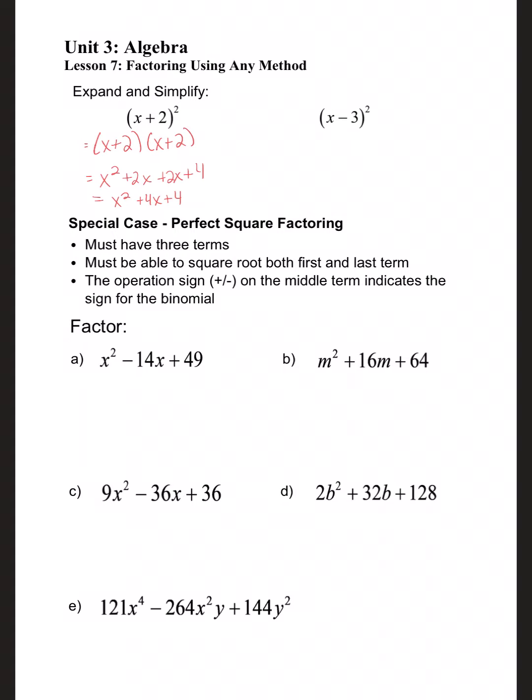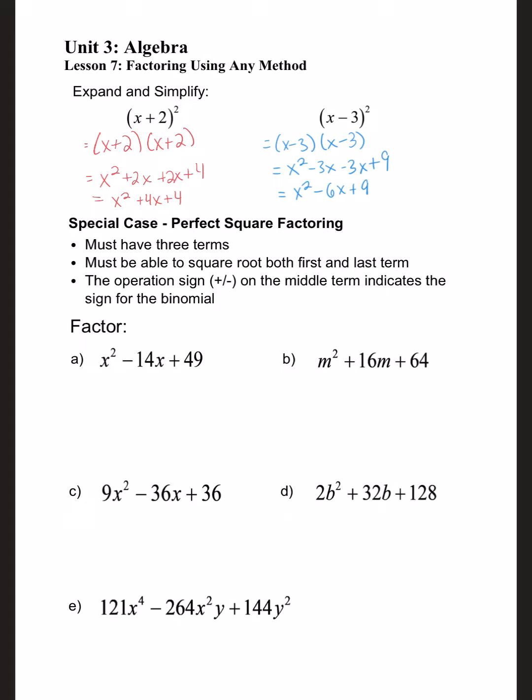Okay, we'll do that again with the next binomial. So we have x minus 3 times x minus 3. So same idea, we will FOIL. We'll have x squared minus 3x minus 3x plus 9, and we'll combine our like terms. Okay, so the two binomials that we've just expanded, they're very specific as well.